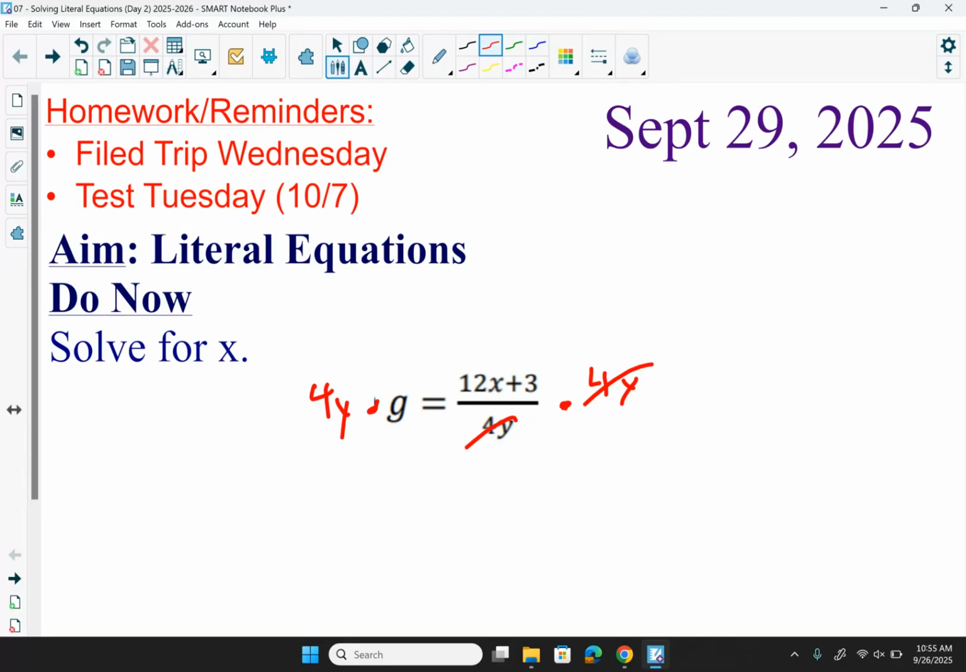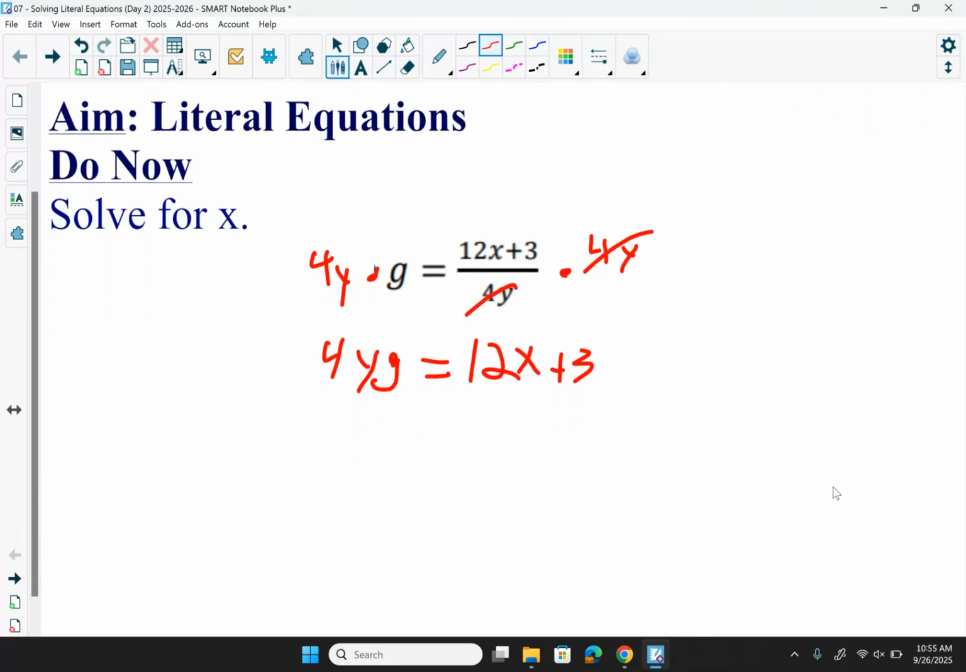We can multiply 4y and g, making it something like 4yg or 4gy equals 12x plus 3. Right? Now it looks more like a familiar equation where we can subtract 3 from both sides.